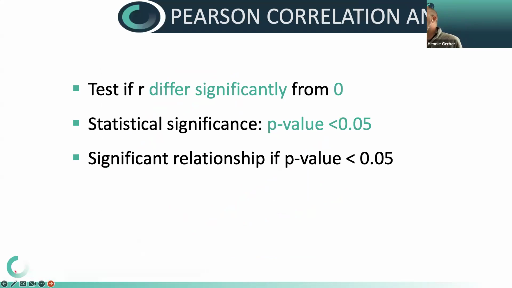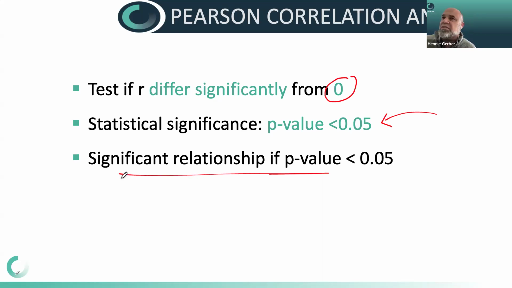Then we do the statistical test. We test if the correlation coefficient differs significantly from 0. If that's the case, then it is statistically significant. We choose a level of significance. Usually it's 0.05, which relates to the 95% level of confidence. So we calculate a p-value. If it's smaller than 0.05, we can conclude that there is a significant relationship between the two variables.